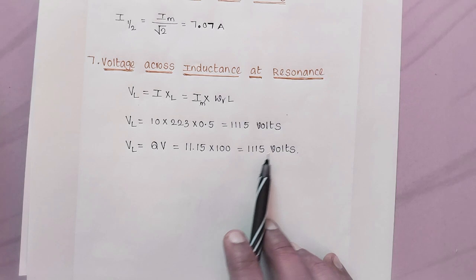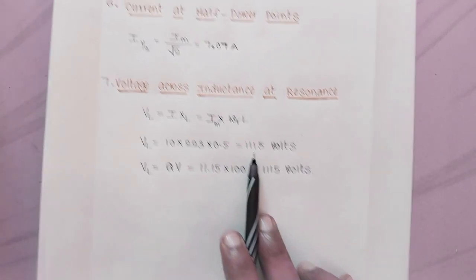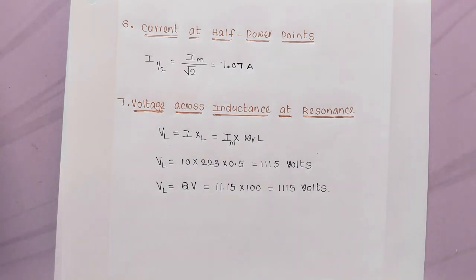So we can verify this value with this VL, which we got by using I into XL. So, a very important problem.